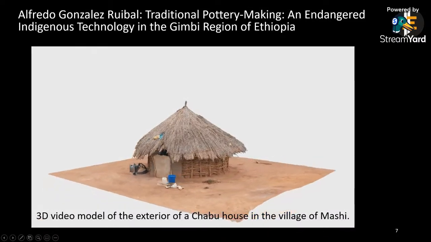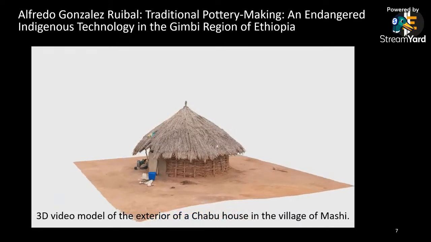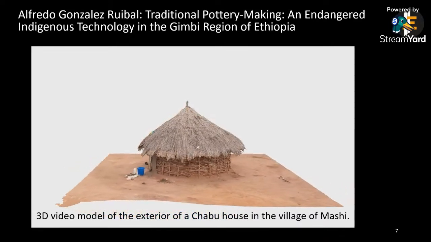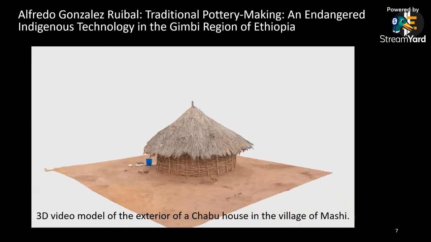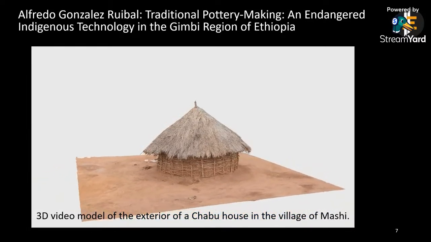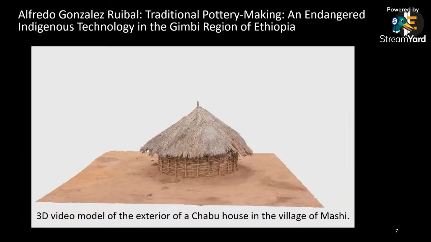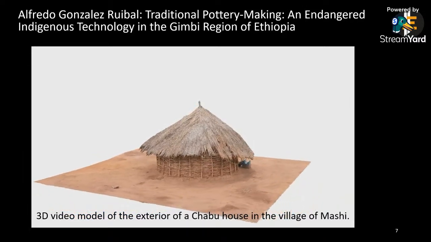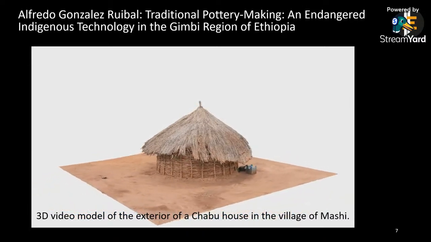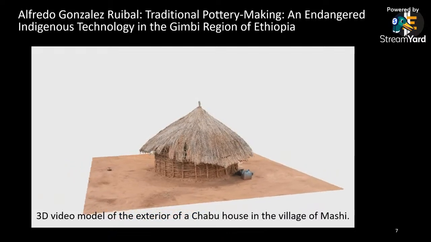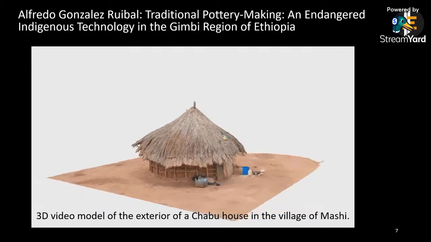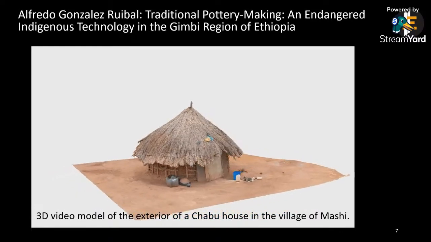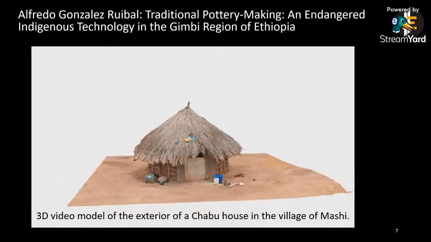This one is a 3D model of the exterior of a chabu house in the village of Mashi in Ethiopia, and it is from Alfredo González Ruibal's project. He's looking at the material culture of different communities in Ethiopia. And I really love this example because I think it can give you a better idea of the textures of the roof of the house and the walls.